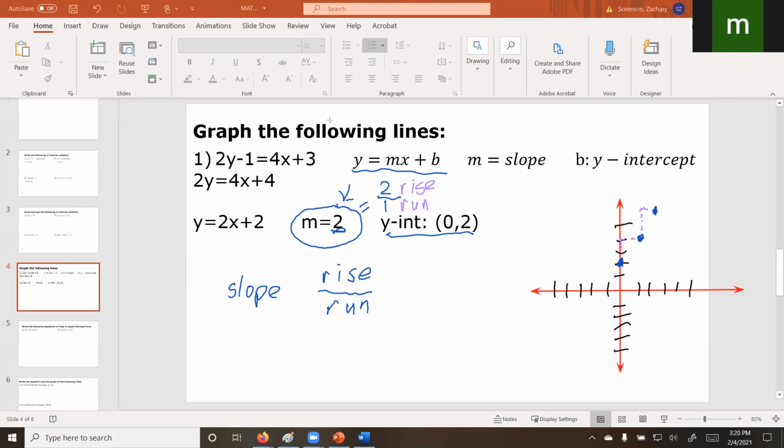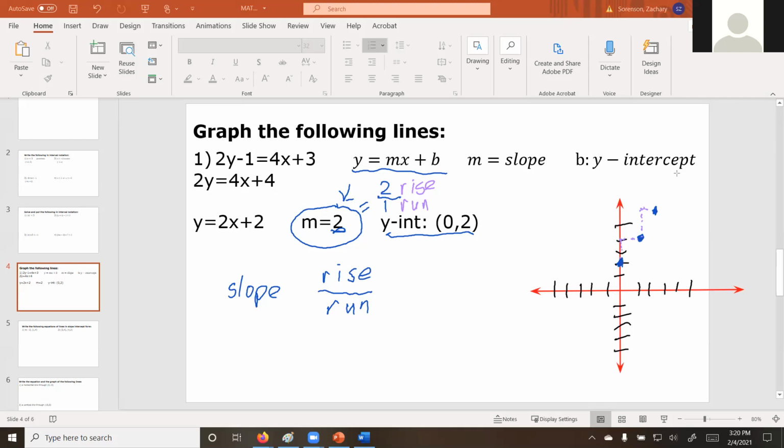Professor, you said that every time our slope is negative, we just apply it to the rise. So it's never going to be negative 2 over negative 1. It'll always be negative 2 over 1. Yeah, exactly. Okay, perfect.